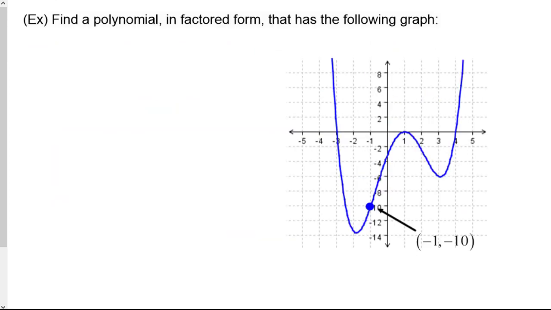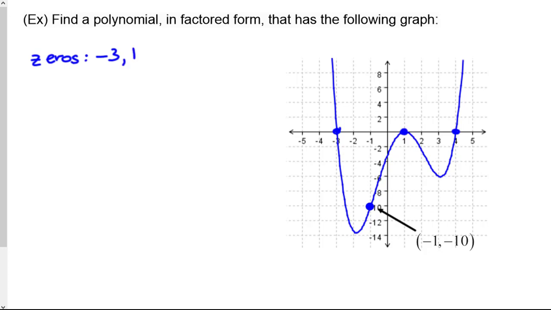Let's try one more of those. All right, find a polynomial in factored form that has the following graph. All right, so zeros. We have -3, 1, and 4. So let's write those down. -3, 1, but there's something different about 1.